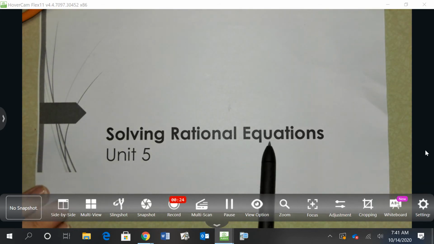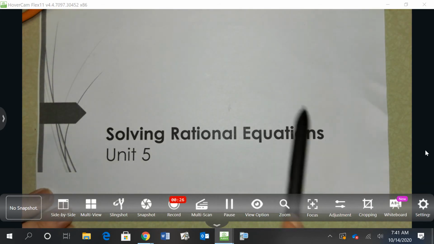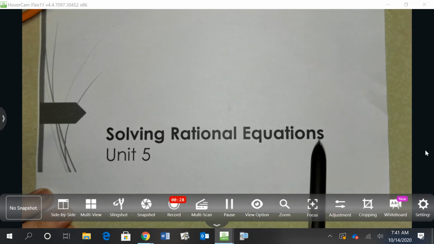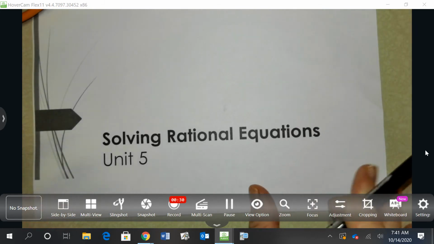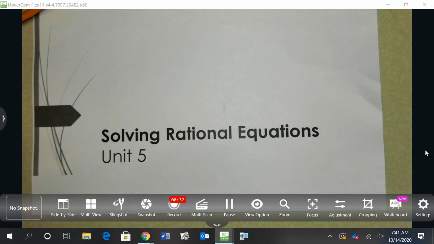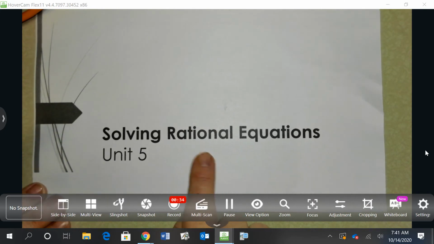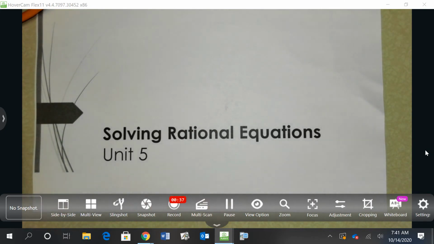So remember the difference between an expression and an equation. Equations have a variable we're solving for. So we're going to get an end answer like x equals 2 or y equals 3. Rational means we have fractions involved. So we're solving equations that involve fractions.